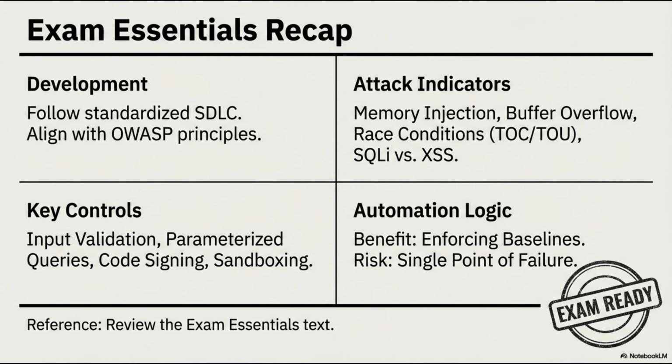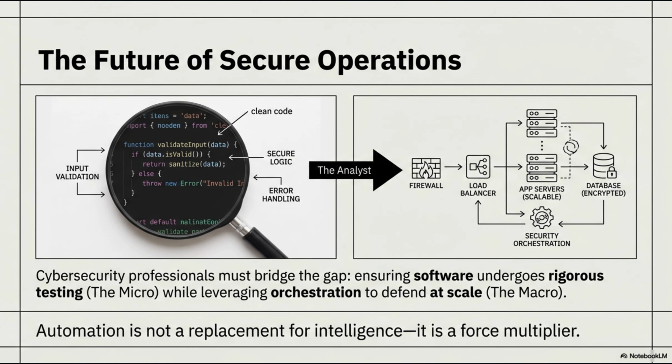So, exam essentials. In development, you're going to want to follow standardized SDLC and align with OWASP principles. For attack indicators, there are memory injection, buffer overflow, race conditions, SQL injection, and cross-site scripting. Then we have key controls: input validation, parameterized queries, code signing and sandboxing, and automation logic, where the benefits are enforcing baselines, but the risk is single point of failure.